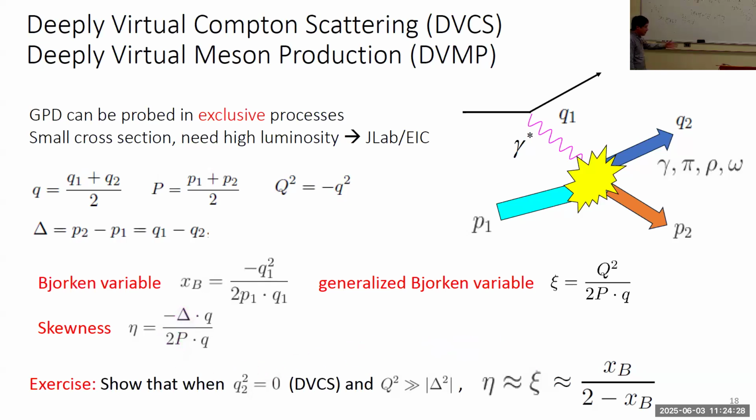So here's an exercise. Starting from this definition, show that in the case of DVCS, when this photon is massless, you have this approximate relation. The skewness is approximately equal to the generalized Bjorken variable, and we just related it to the usual Bjorken variable in this particular relation. It's not trivial, but it's just kinematics.